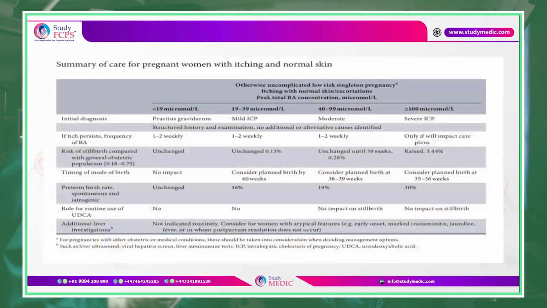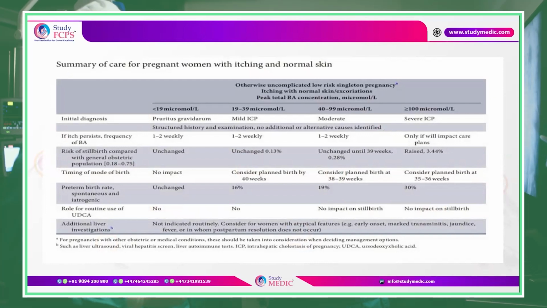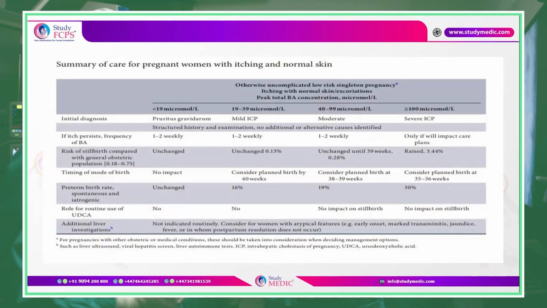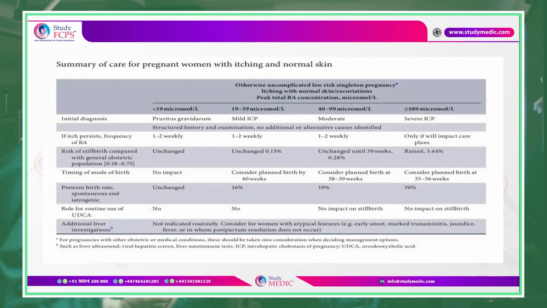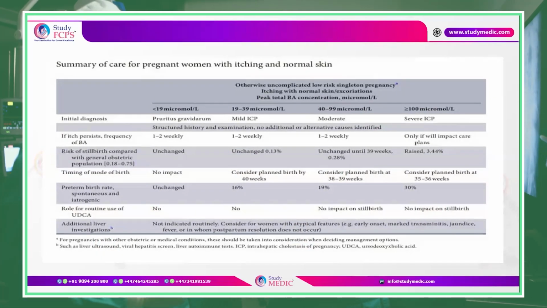So this is the summary of what we have learned up till now. If the patient's bile acid concentration is less than 19, she is termed as pruritus gravidarum. We have to take a proper history, and this chart with the weekly follow-up of how frequently we have to check the bile acids is very important. It is almost 1 to 2 weekly, but in cases of severe, it could be individualized.